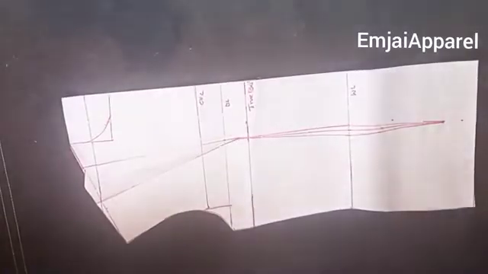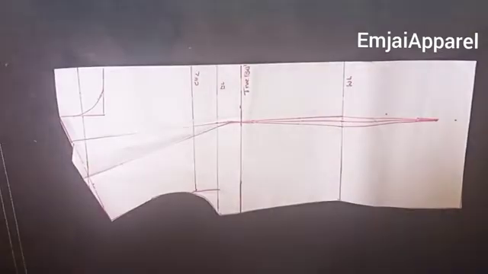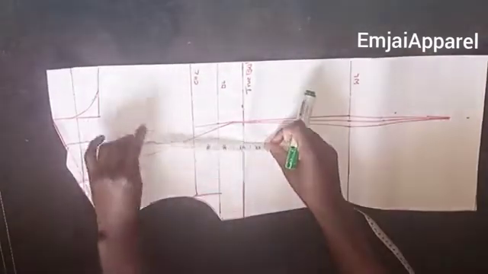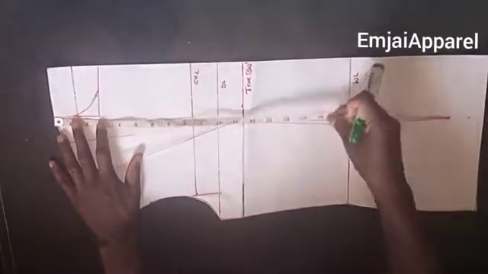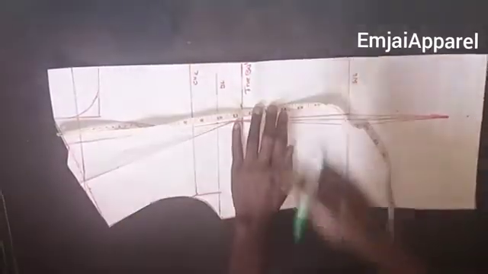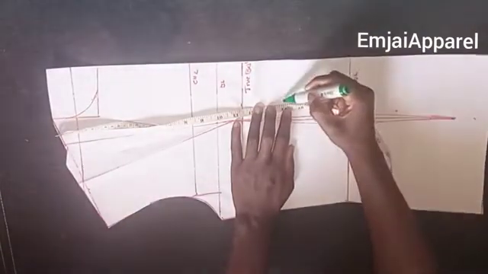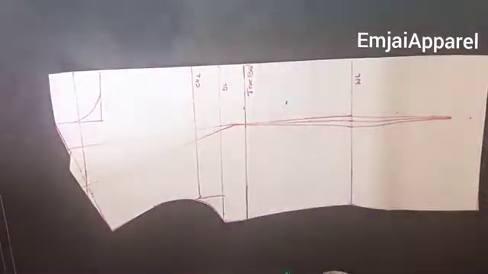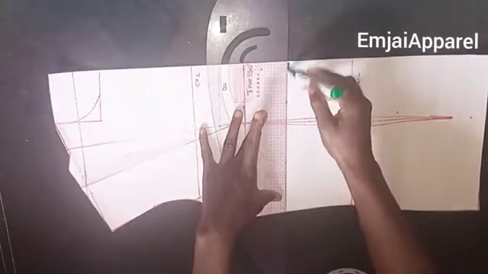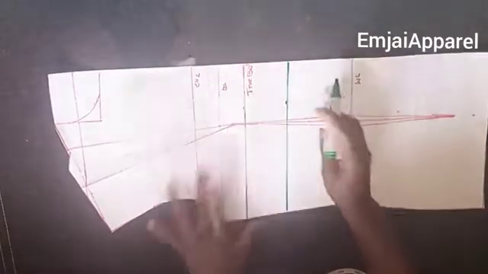So the first thing I'll be doing is to locate the underbust point. So I'll be measuring my shoulder to underbust. The shoulder to underbust measurement I'm using is 14. So I'll measure from the nape of the neck to the underbust. I'll mark the 14 inch at this point. Then I will draw a straight horizontal line. So this is my underbust point.